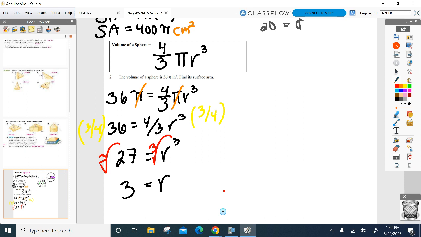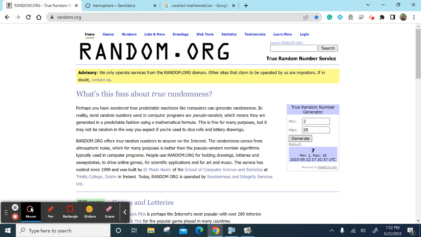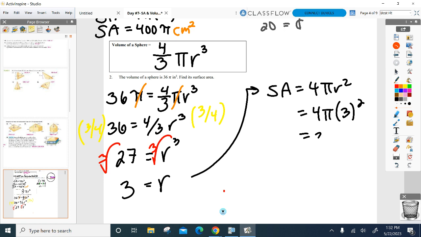All right, let's go plug it back in now and find the surface area. And leave this in terms of pi too. Make it easy on us. 3 squared. In terms of pi, what do you got for me? 36 pi. Inches squared.